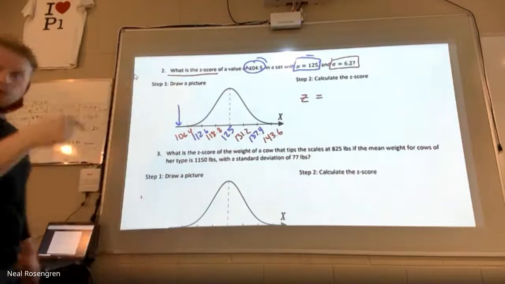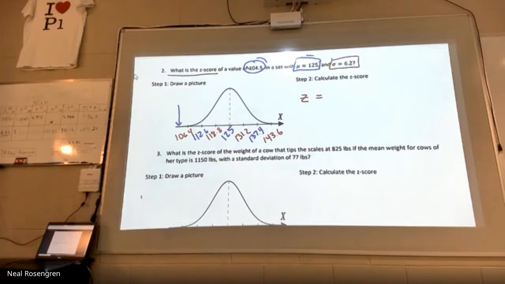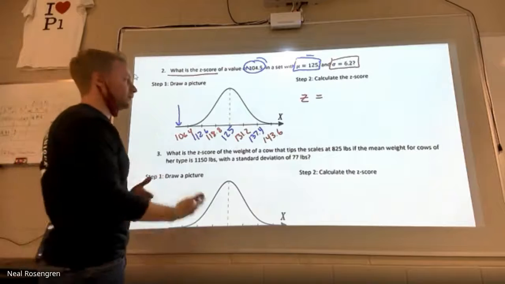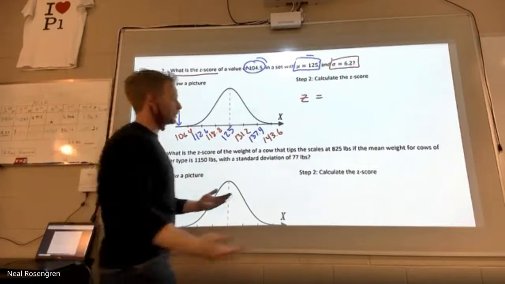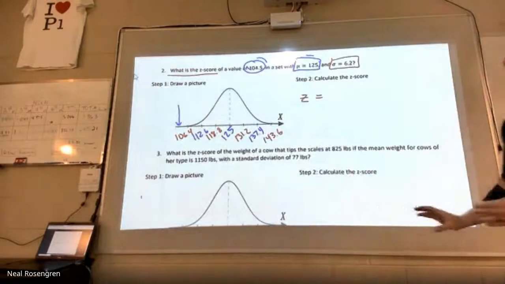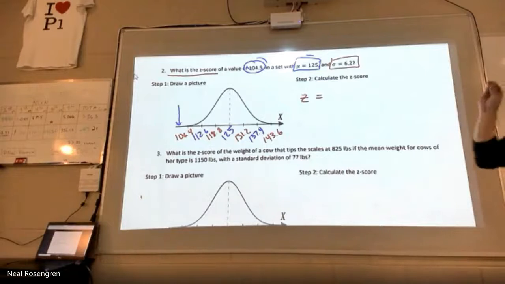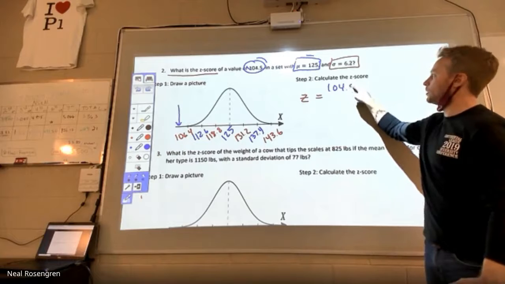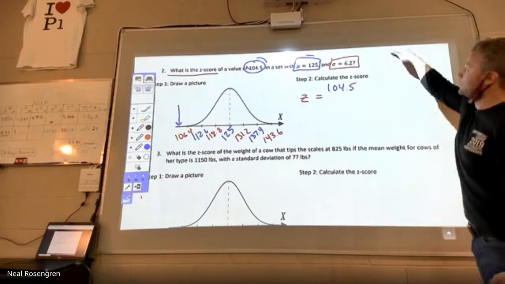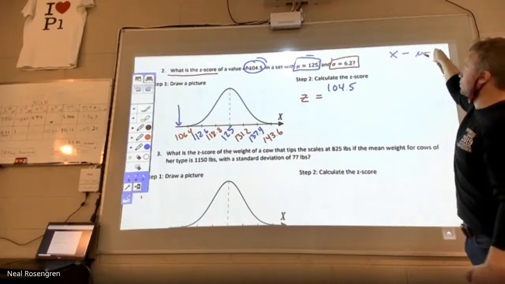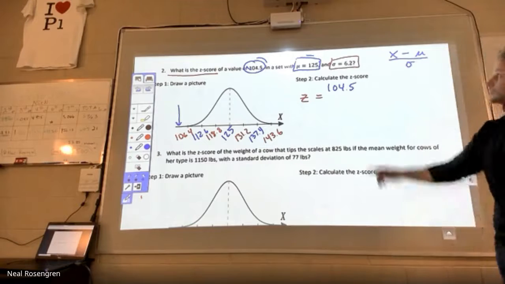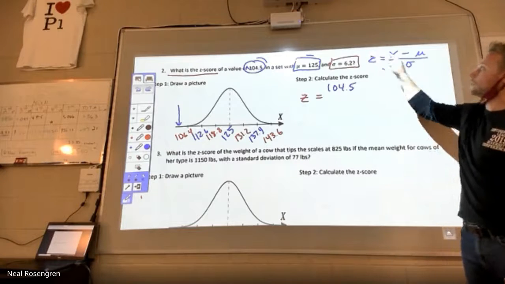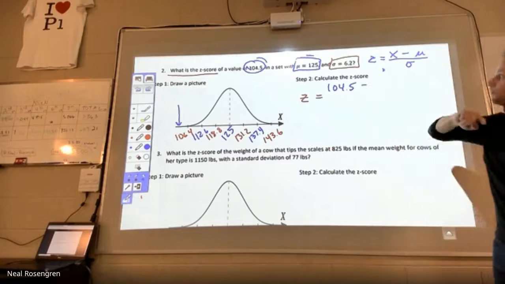The z-score should be less than -3, right? Because it tells you how many standard deviations you are away. Well, let's see if that makes sense. That's kind of what we're doing. We're going to draw the whole bell curve, but we're just going to focus in on one spot. Okay, so 104.5. There's my number, right? It's always x minus mu over sigma. That's our z-score formula.